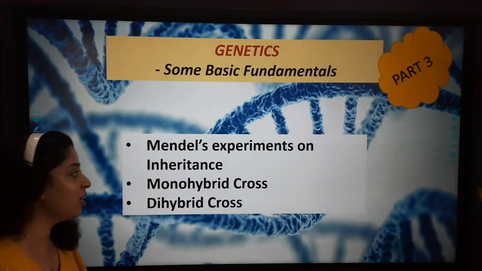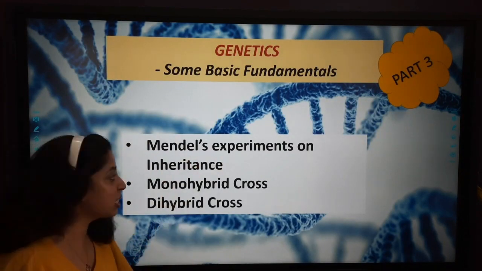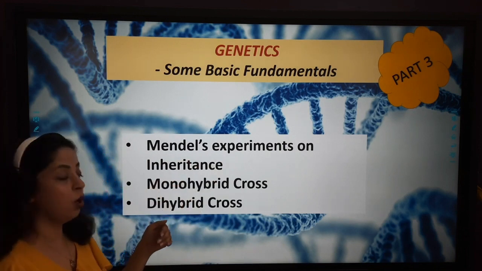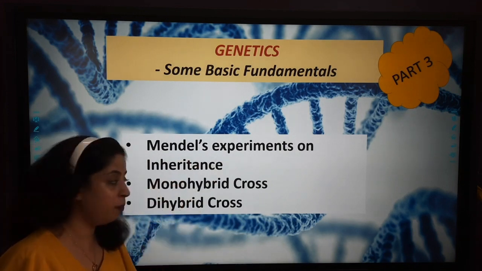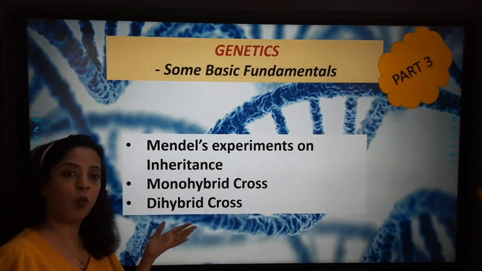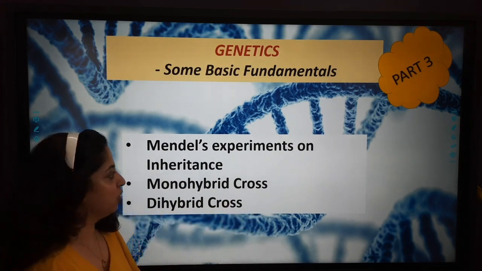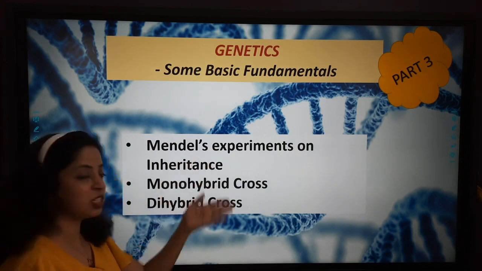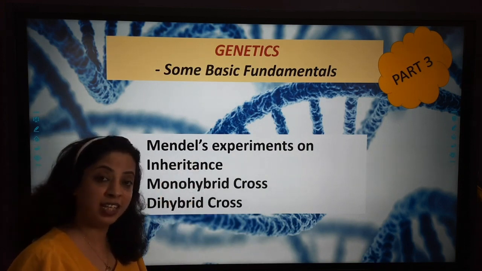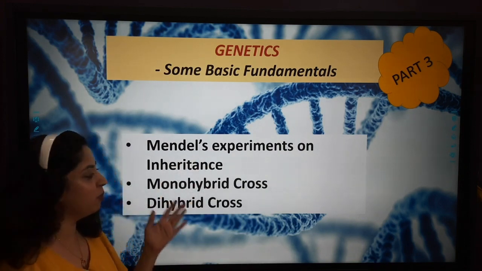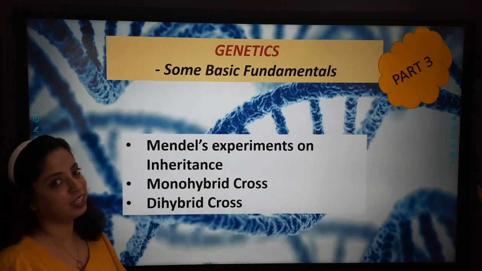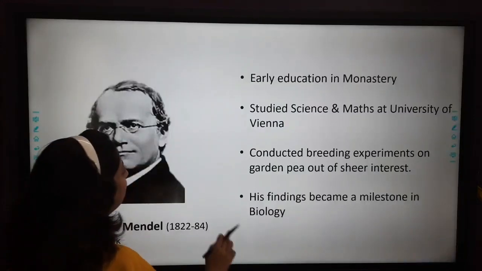Now in this video lesson we'll be talking about Mendel's experiment on inheritance. We'll talk about what a monohybrid cross is and how to derive it, and what a dihybrid cross is and how to draw the Punnett diagrams. So let's get started with these very important topics of genetics, and I'll make sure that you are able to answer all the questions related to these topics.